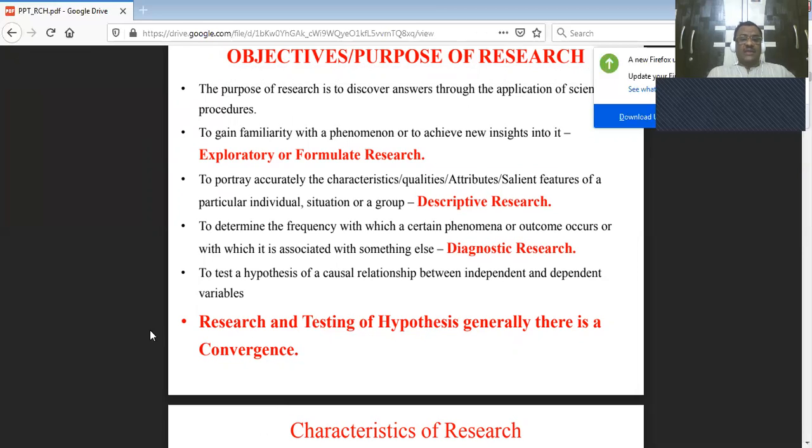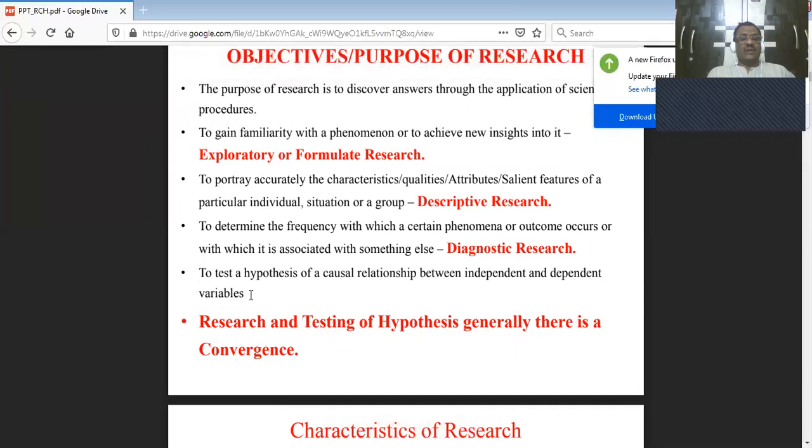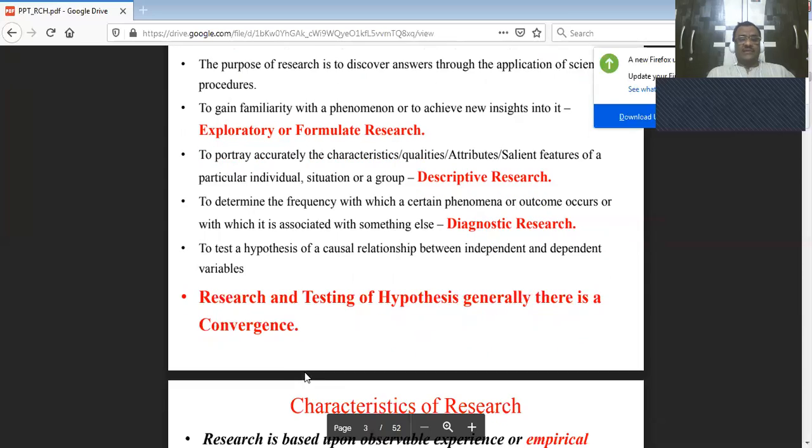Generally, we say a hypothesis is an assumption. It's a reasonable guess. It's a tentative proposal. Let me speak something about the technicalities of hypothesis maybe in my next slides.